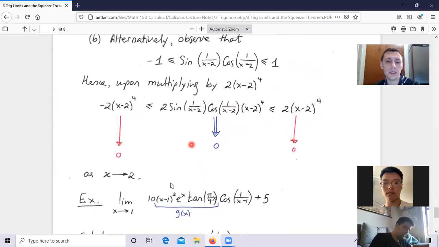Here is another one. Can you do this one, guys? And I gave you a hint. I put something here. You see this expression? Limit as x goes to 1 of this plus 5. Can you figure out what it is?